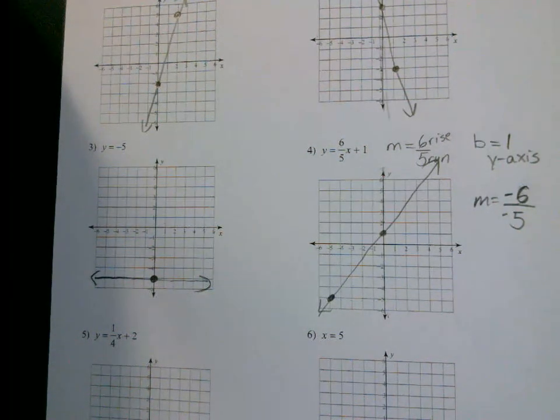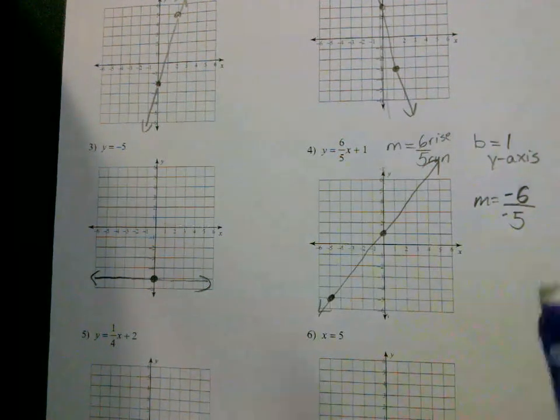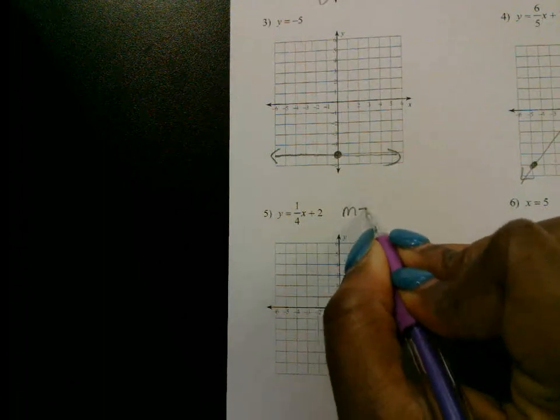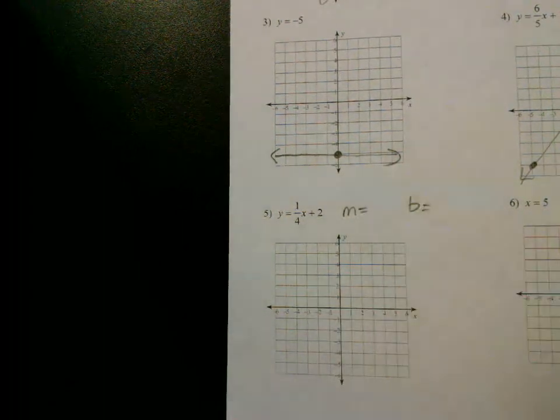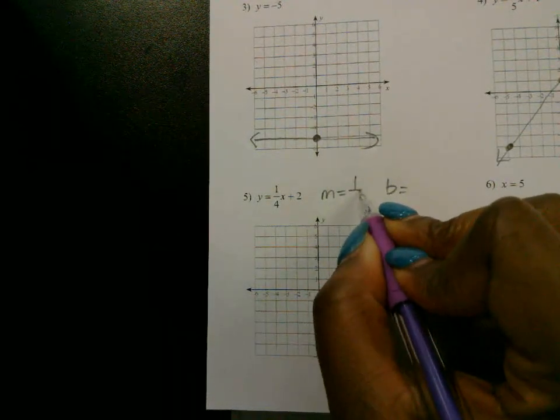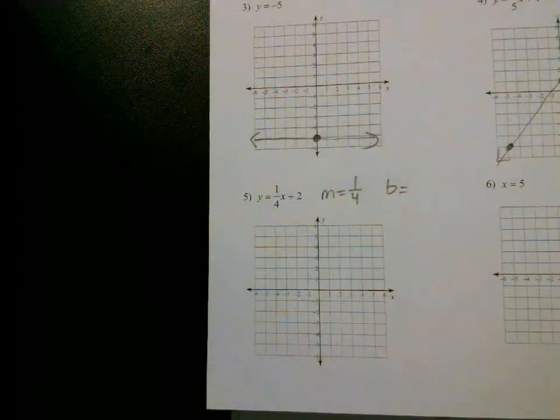See if you can do number 5. All right, here we go on. Look, we're going to label M and B. Juan, which one is M and which one is B? What's your M? 1/4. What do we label the top number as, Anthony?